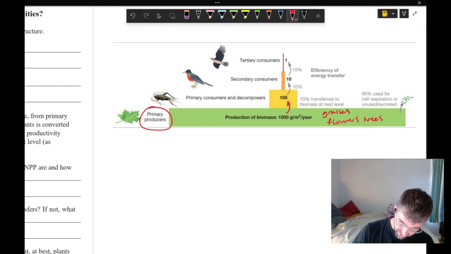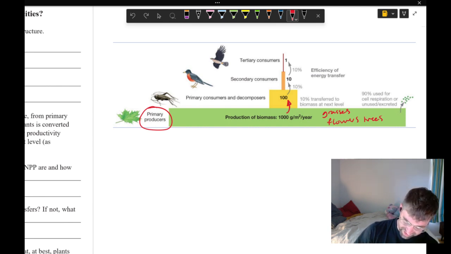Primary producers are consumed by primary consumers and decomposers. And they have a nice picture of a grasshopper or a cricket here. These are going to be lots of insects. These are going to be anything that directly eats those plants or anything that breaks down those plants. So a lot of fungi are going to fit into this primary consumer and decomposer niche, or I guess level of your trophic structure.